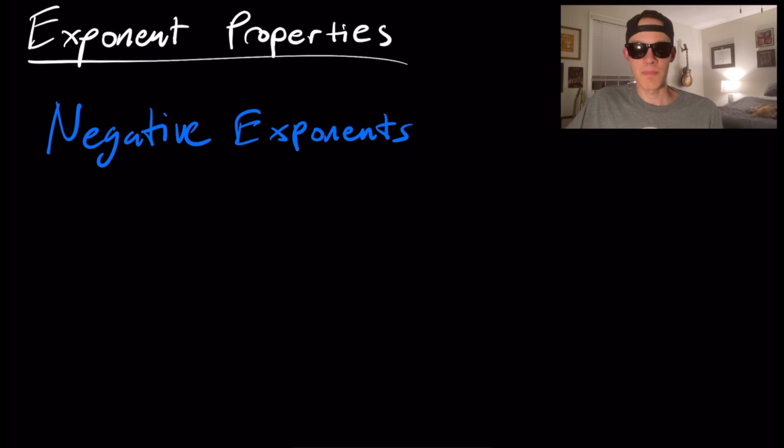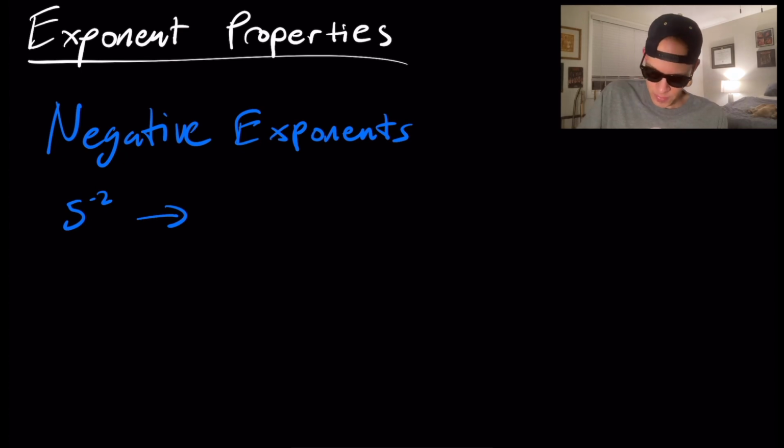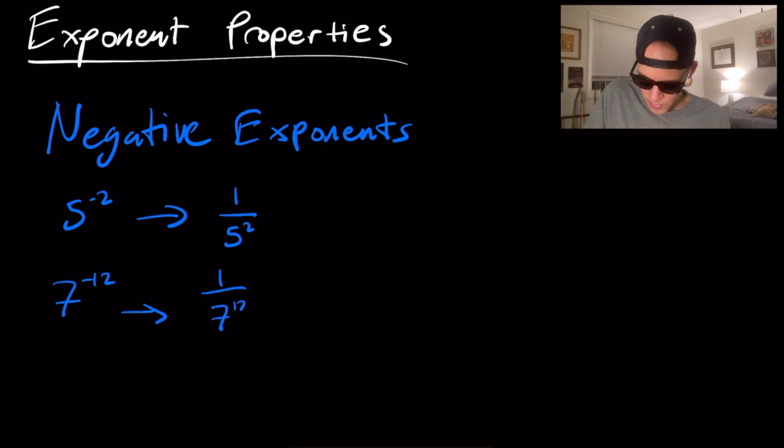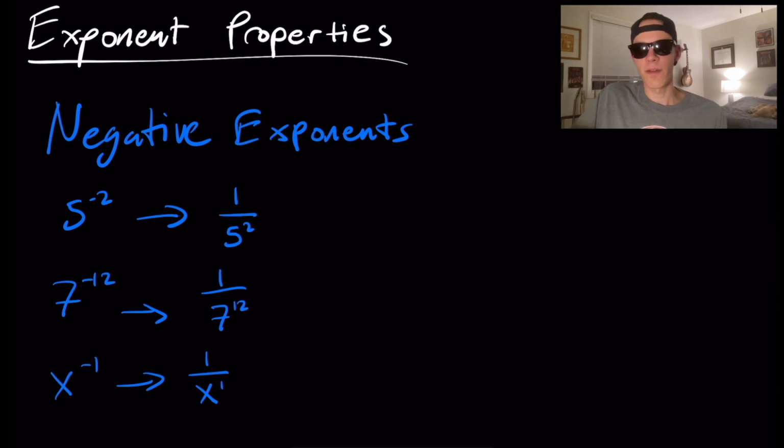But the convention in math is that you don't want things with negative exponents. It's just not preferred. So if I have 5 to the negative second, I can rewrite this to have a positive exponent by writing it as 1 over 5 to the positive second. If I have 7 to the negative 12th, same thing. I'll rewrite it as 1 over 7 to the positive 12th. And then x to the negative 1 power, I can write it as 1 over x to the first power, I should say. And remember, you don't have to write 1 if that's your exponent. You can just leave it as 1 over x in this case.